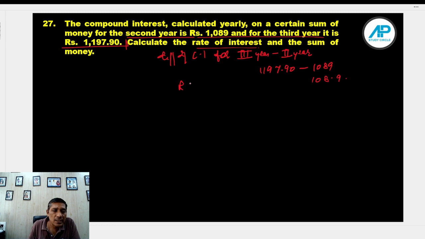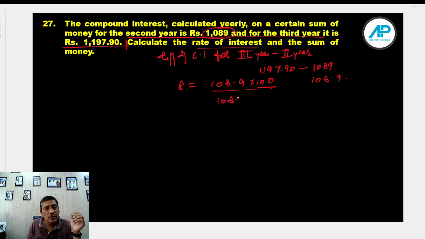So rate of interest is always the difference into 100 upon the previous value, the preceding value 1089, because यही वो value है जिस पर हमारा money एक साल में 108.9 rupees बढ़ जा रहा है. So how much money is increasing, at what rate, and on what is it increasing? Increasing on 1089. So remember this: take the difference, difference into 100 upon the preceding value, the value of the previous amount. And this gives me right away 10%.